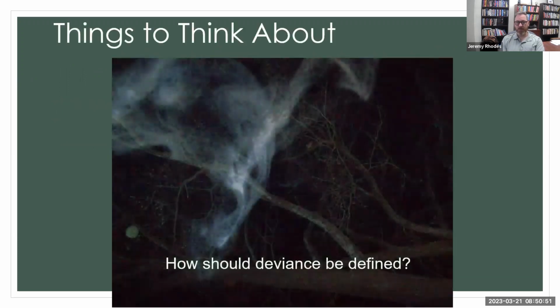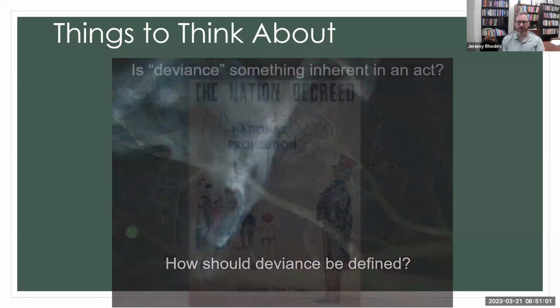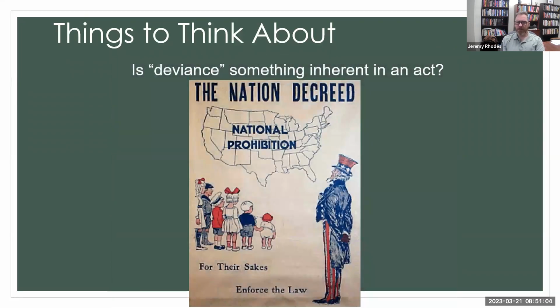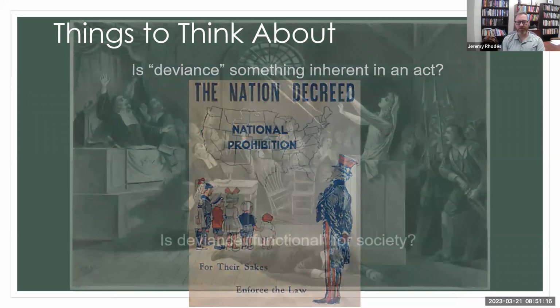or deviant. So things to be thinking about that we're going to be touching on: how should deviance be defined? How do we define whether this thing, this idea, this person could be classified as deviant? Is deviance something that is inherent in an act, or is deviance not really inherent in an act? There are some perspectives on deviance that would say deviance is not about the thing you're doing, it's about the way people react to it. So we'll be exploring that idea.